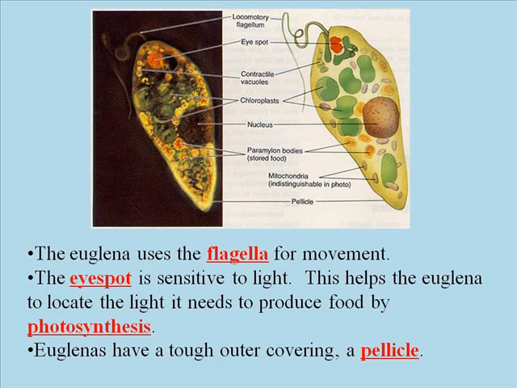And then the eye spot. The eye spot is not going to see like you and I can look around the room and see. It's not going to look around the room and go, oh, look, there's Miss Ennis. However, the eye spot is sensitive to light. This is going to help the euglena determine where there's light and where it's dark. The euglena is going to want to move into the light because that's what it uses to produce its food through the process of photosynthesis.